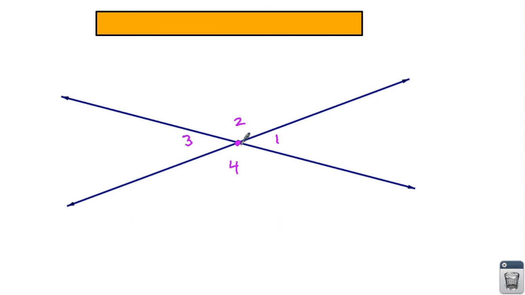Two angles that share a vertex and which are next to each other are called adjacent angles. Adjacent just means next to. So for example, 3 and 4 are adjacent angles, 1 and 2 are adjacent angles, and I'll challenge you to find two other pairs of adjacent angles in this figure.